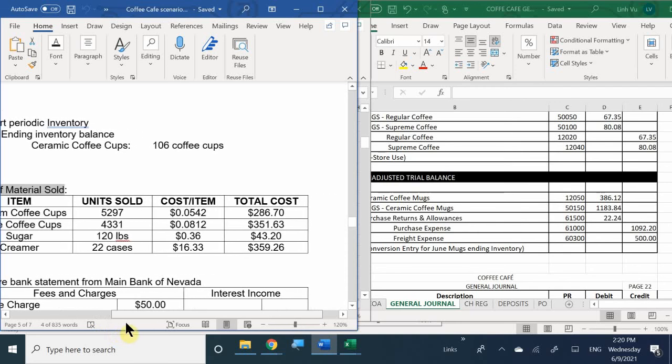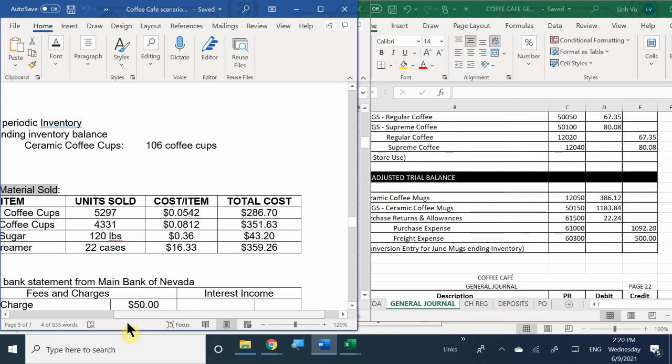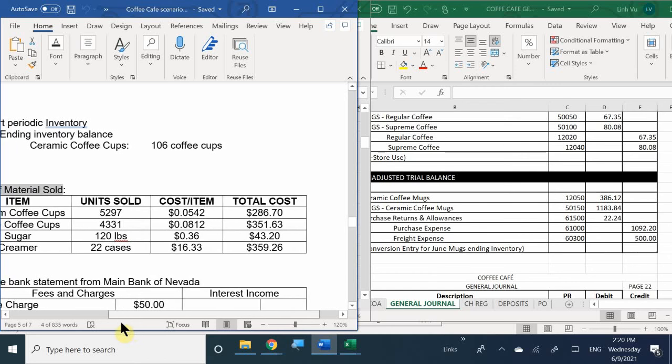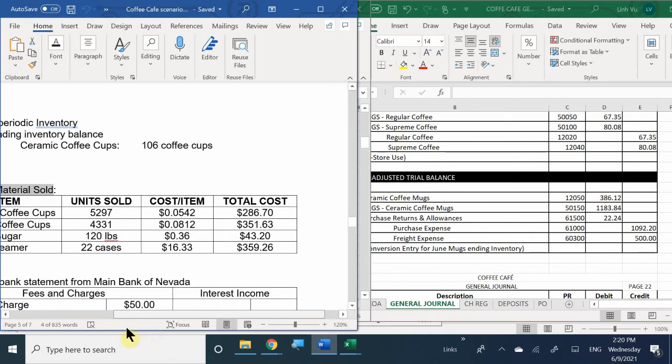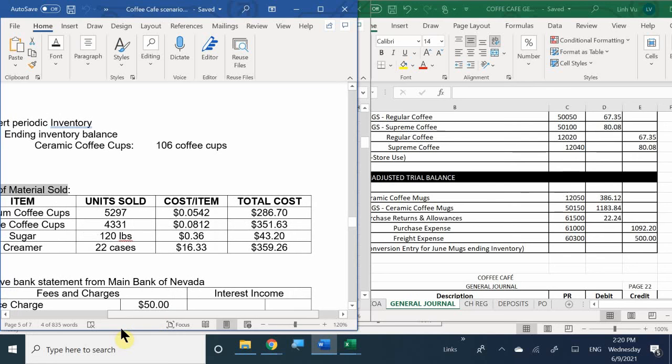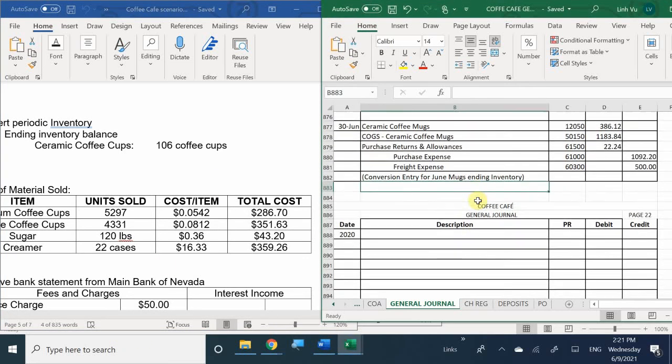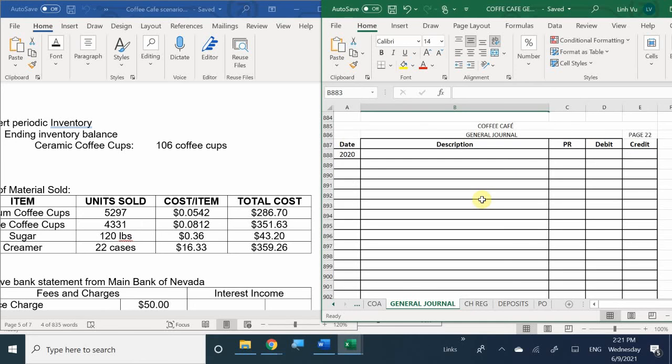So therefore, here's the cost per item. I solved that for you. This cost per item is taking the total cost and dividing it by the total number of items. I've already calculated it for you. This is the total cost because you're not responsible to have to figure this number out. Someone else is. All I need you to do is adjust it. How do I adjust or make my journal entries here?